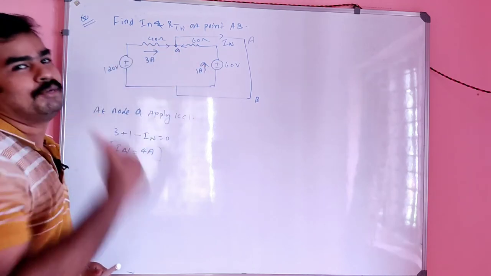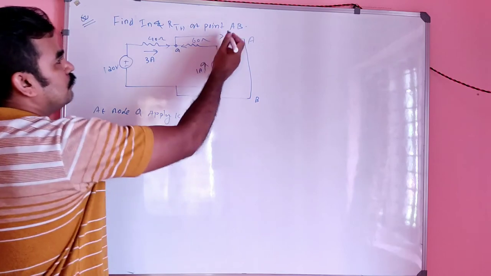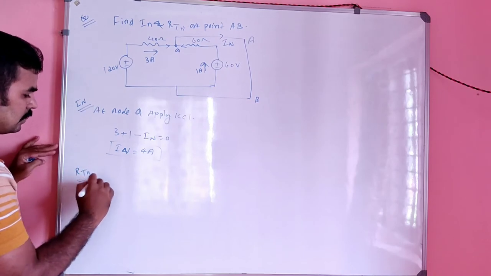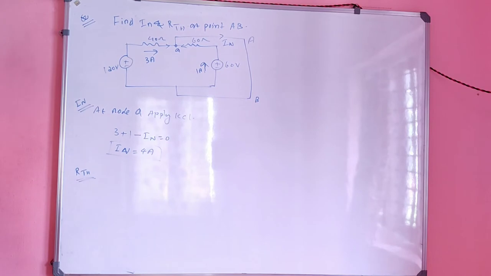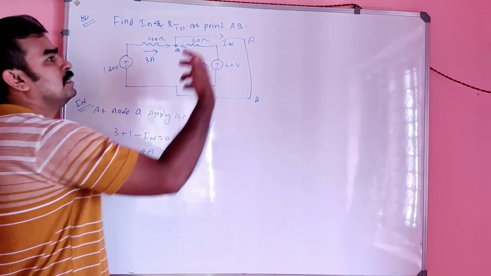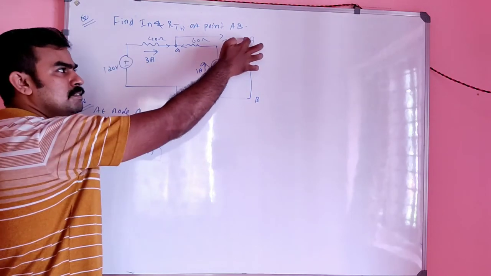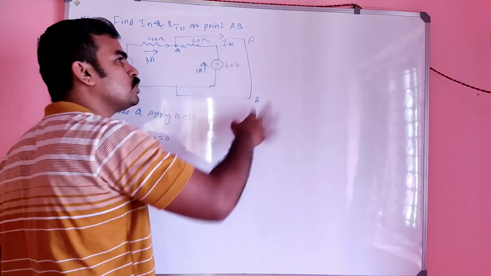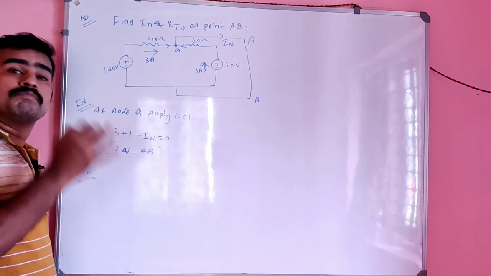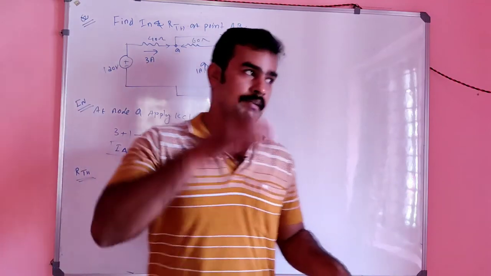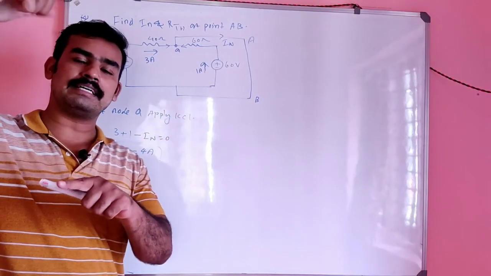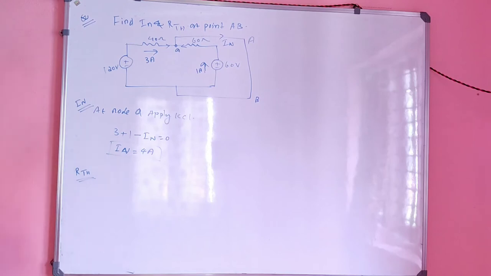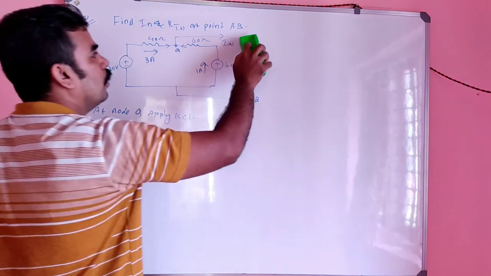So you found out the value of IN. Simple. The next thing we have to find is RThevenin. For RThevenin, how can we solve? RThevenin means Thevenin equivalent resistance. Is it necessary to short circuit? No. For Thevenin equivalent resistance it should always be open circuit, the same as when you find Thevenin voltage. You have to open circuit the load, and only then can you find it. So for finding Thevenin equivalent resistance, this will be an open circuit.